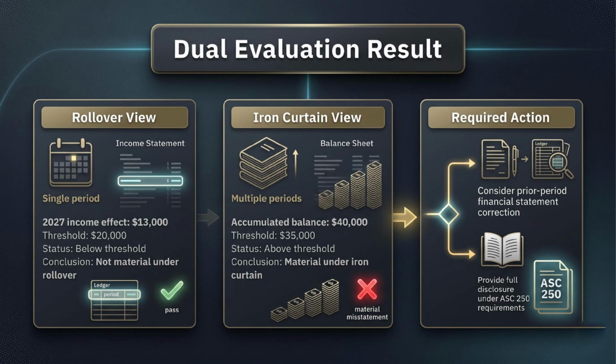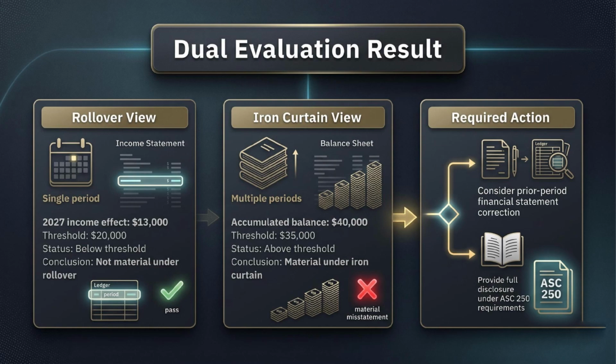Rollover says the 2027 income statement effect is below threshold. Iron Curtain says the accumulated balance sheet position is above threshold. Because the misstatement is material under at least one view, Meridian must consider a correction path and related disclosure. This is not a contradiction. It is exactly why both methods exist.